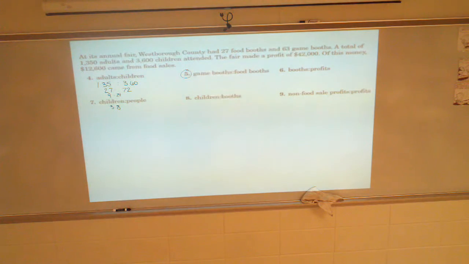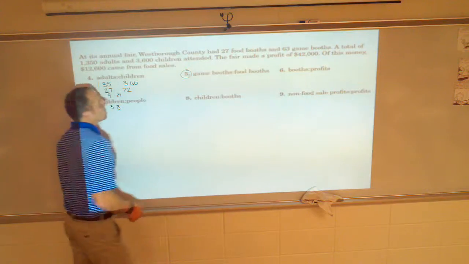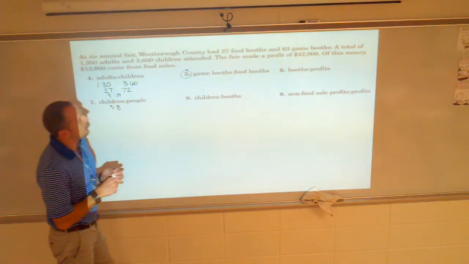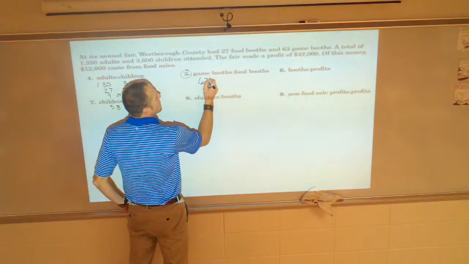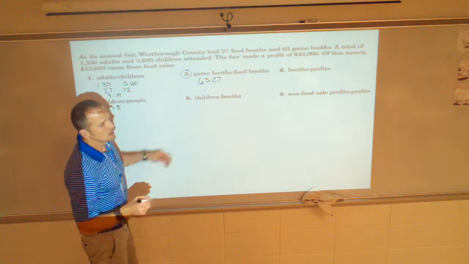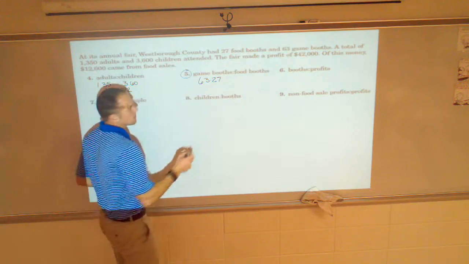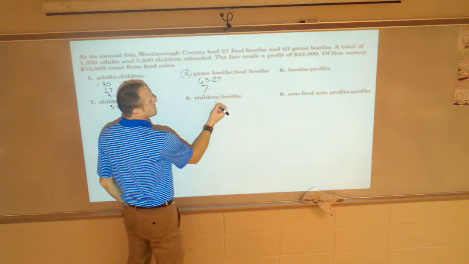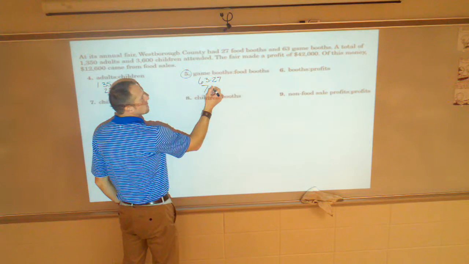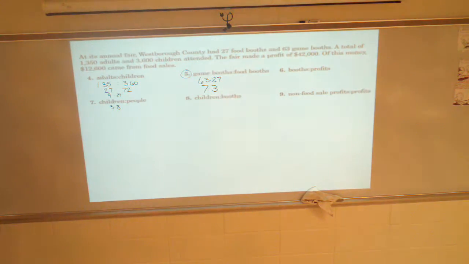The greatest common factor of these is 9. The biggest number that you can divide them both by is 9. So, game booths is 63. Food booths is 27. Trevor, 63 divided by 9 is what? 7. And 27 divided by 9? 3. So, it is 7 to 3.